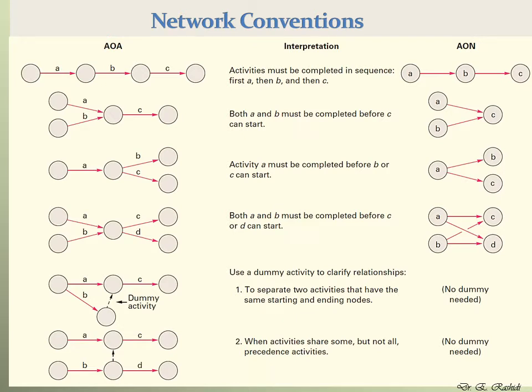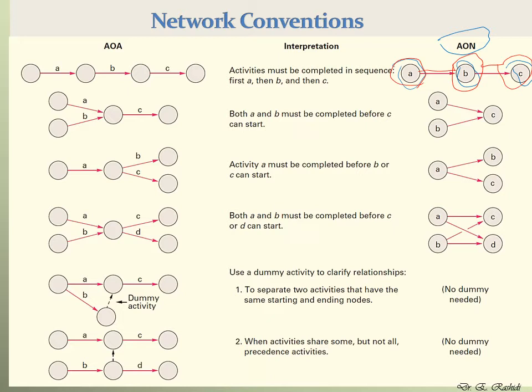Now let's take a look at an AON network. In AON, we show the activities on nodes. So A is before B and B is before C here. So here, A needs to be completed before B is completed and B is completed before C is completed. So this is how we show this scenario in these two types of network.